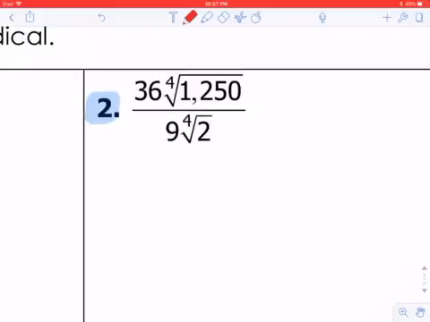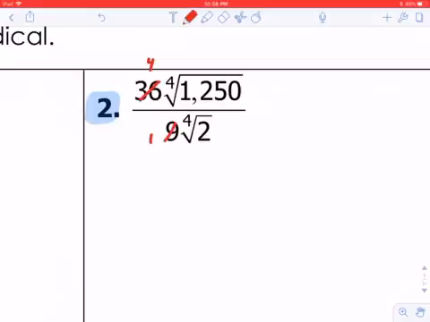So we know they're both divisible by 3, so I can cancel out a factor of 3 from both. So that would be 12 and 3. Actually, 9 goes into both. I should probably just do that. So 9 goes into 36 4 times, so that's just 4 and 1 actually. And then 1250 divided by 2.